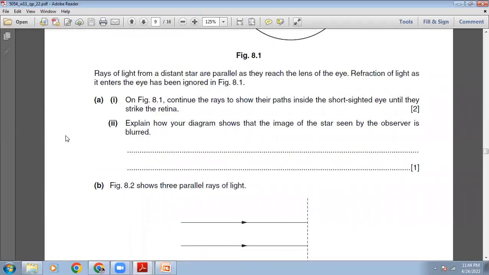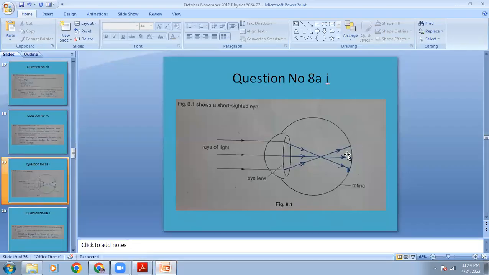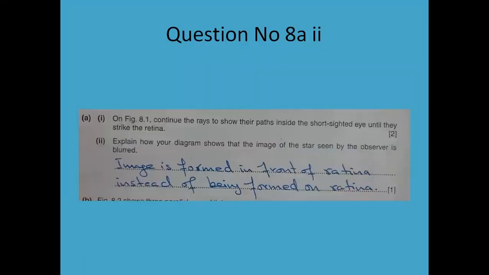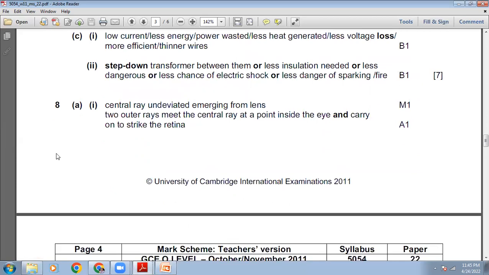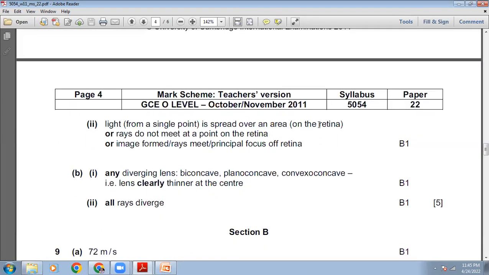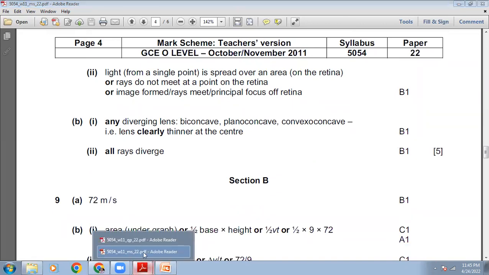Explain how your diagram shows that the image of the star seen by the observer is blurred. The image is blurred because the image is not formed on the retina. The image is formed before the retina, so obviously you will see a blurred image. The image is formed in front of the retina instead of being formed on the retina. Okay, so our answer is right.